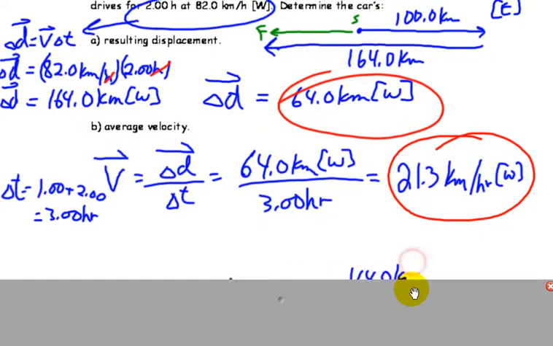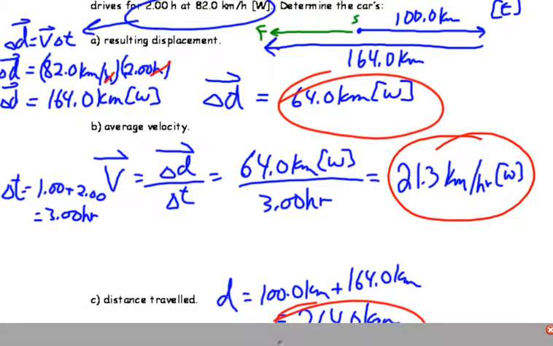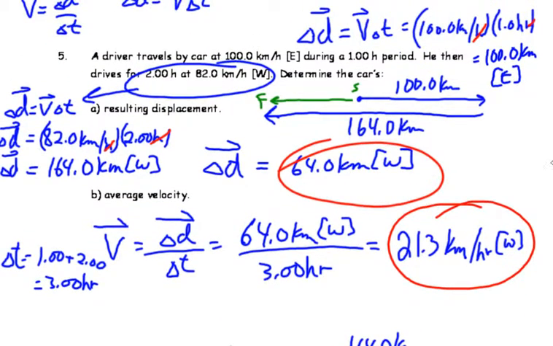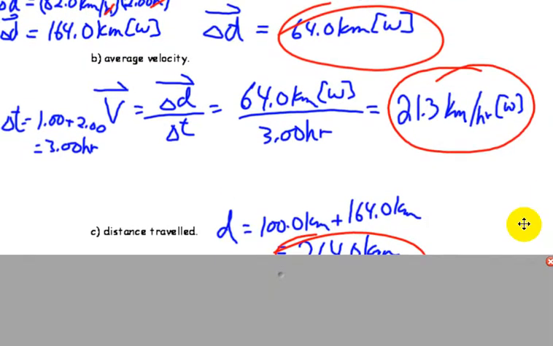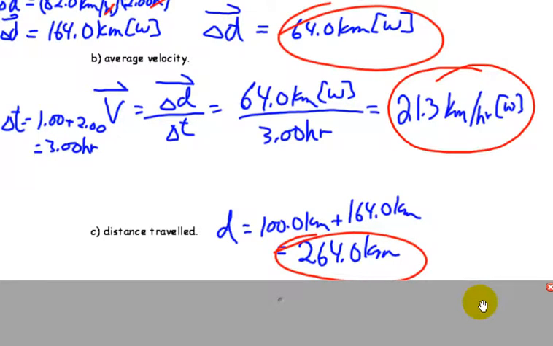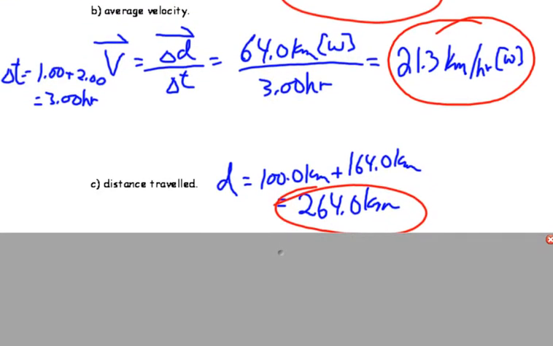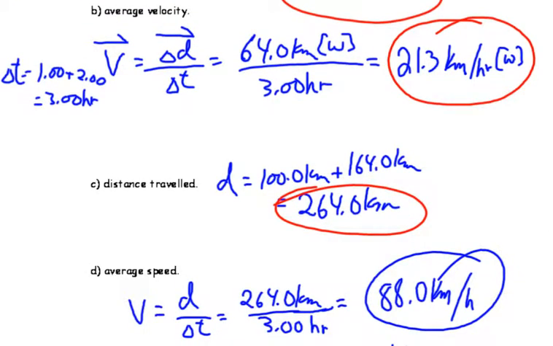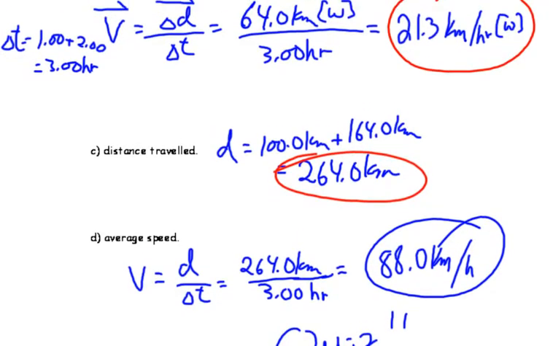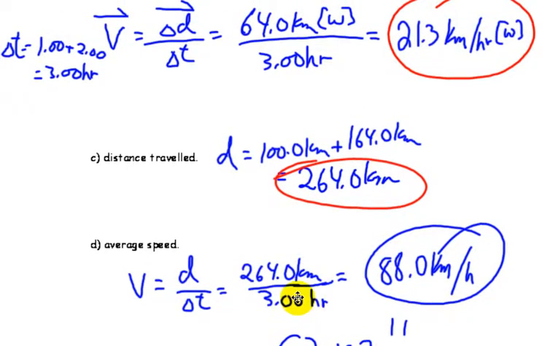Then the next one, okay, what's the distance traveled? Well, here we're not concerned about direction, we're just concerned about every single step we took. 100 kilometers and another 164 kilometers is a total of 264 kilometers. And then for average speed, of course, you take that total distance divided by 3.0 hours, 88 kilometers per hour.